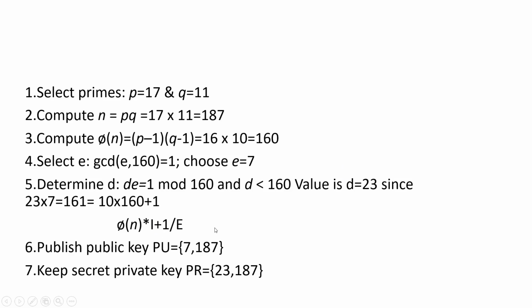After D, step 6 is to publish the public key PU, which means {E, N}. Here E is 7 and N is 187, so {7, 187} is our public key. Then keep secret the private key PR is equal to {23, 187}, meaning D and N. So D is 23 and N is 187, and this is the private key.